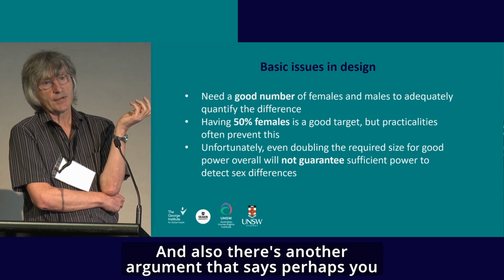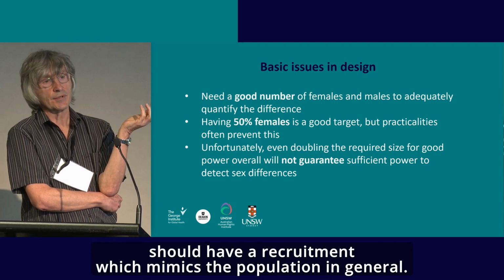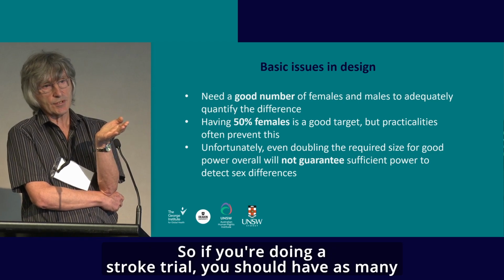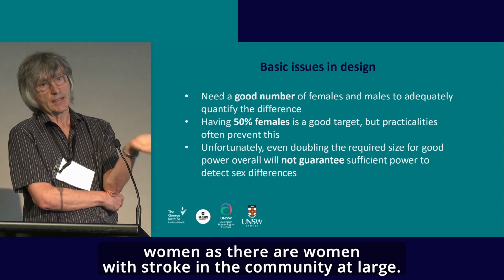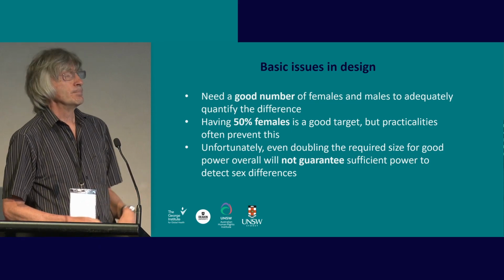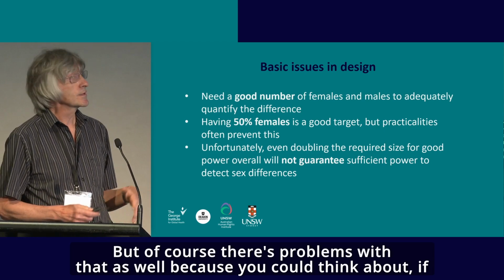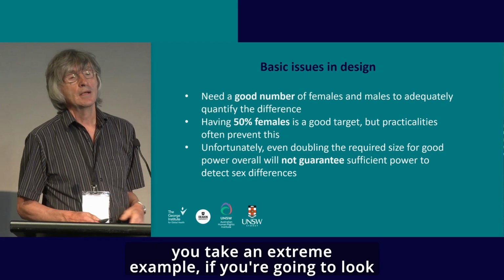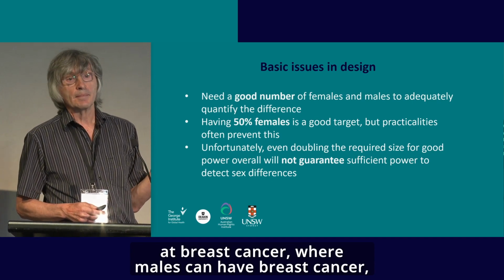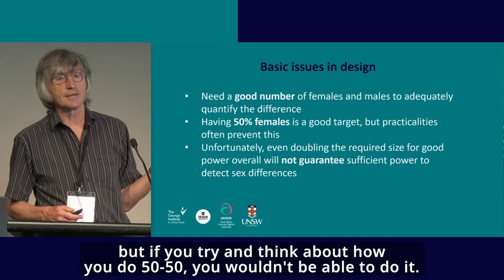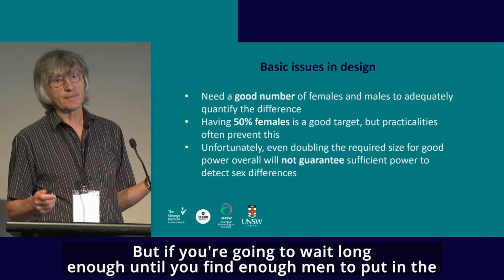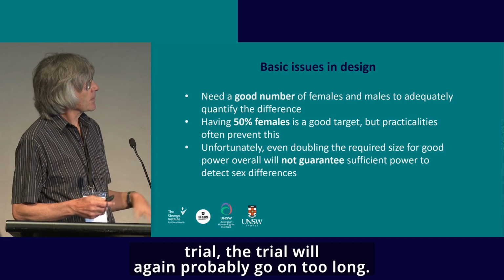And also there's another argument that says perhaps you should have a recruitment which mimics the population in general. So if you're doing a stroke trial, you should have as many women in as there are women with stroke in the community at large. But of course there are problems with that as well. If you take an extreme example, if you're going to look at breast cancer, where males can have breast cancer, you wouldn't be able to do the 50-50. But if you were going to wait long enough till you find enough men to put in the trial, it would probably go on too long.